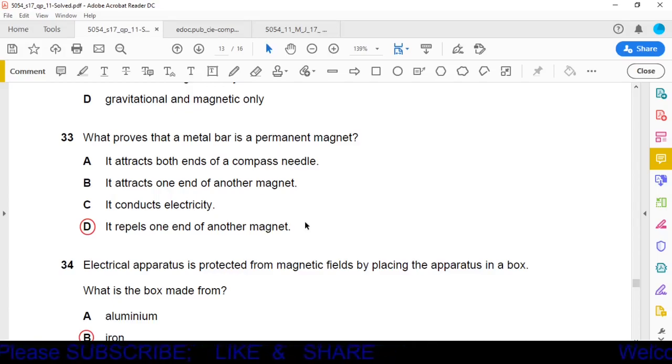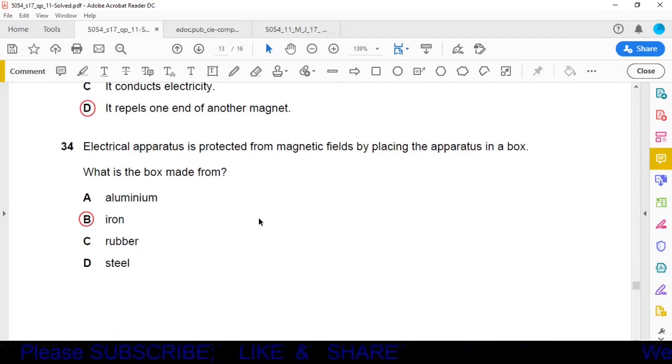Option D, it repels one end of another magnet. Yes, it is the correct one. Because if we have a temporary magnet, whatever be the end, it will be attracted toward the other magnet. But if we have a permanent magnet, then one end will be attracted and the second end will be repelled. Means for a permanent magnet, we have two poles, north pole and south pole. So one pole will be attracted and the second pole will be repelled. So option D is the correct one.